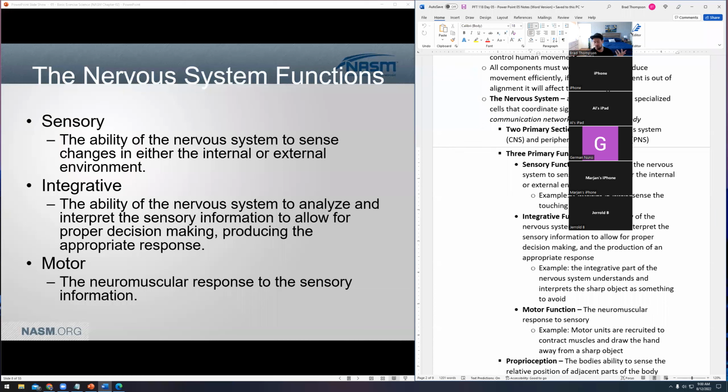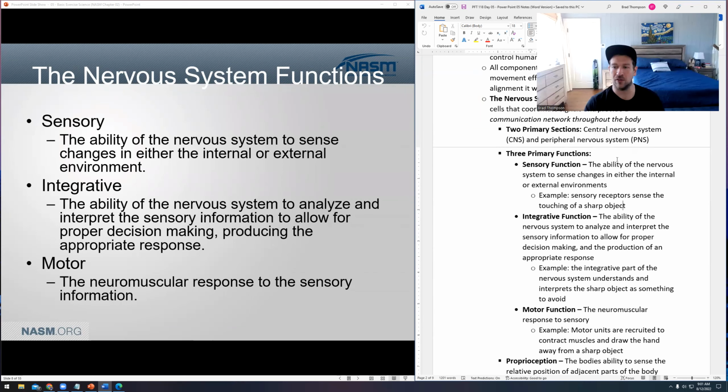But also, let's say your heart notices that there's not very much oxygen in your blood and it's becoming very acidic. Well, then your heart rate pace is going to pick up. So that's sensory information. So sensory information is the ability to sense changes in the internal or external environment, right?